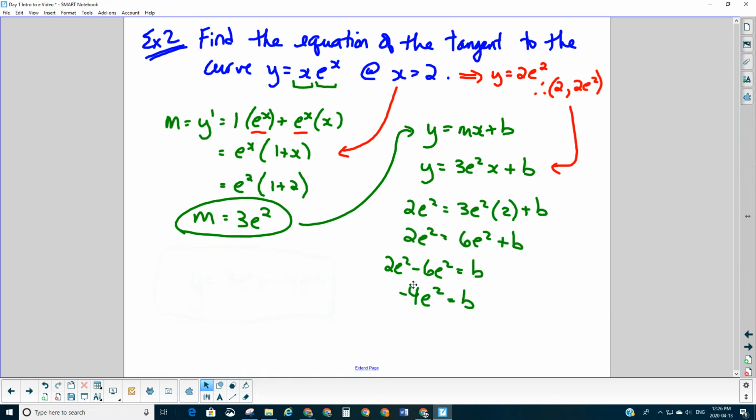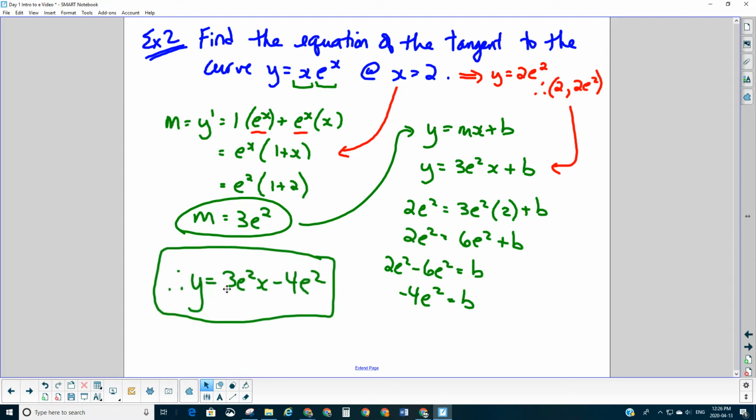All right, I've done all my math. I've got my slope. I've got my y-intercept. And so I can put it into y equals mx plus b to get the equation of the tangent at x equals 2: y equals 3e squared x minus 4e squared.